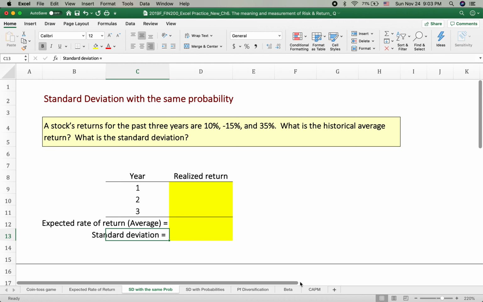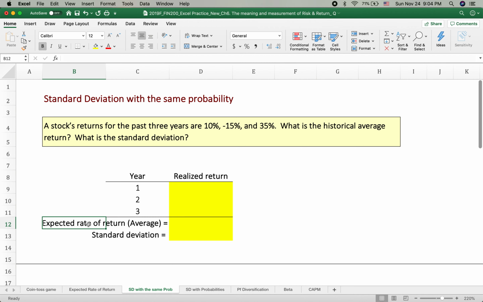Okay, let's discuss the standard deviation with the same probability. What is the standard deviation? Standard deviation means the uncertainty of the expected rate of return. Because that expected rate of return is only a prediction, an expectation, it's not a certain amount in the future. That would be some variation or fluctuation. We cannot guarantee a certain percentage rate of return in the future based on past information.